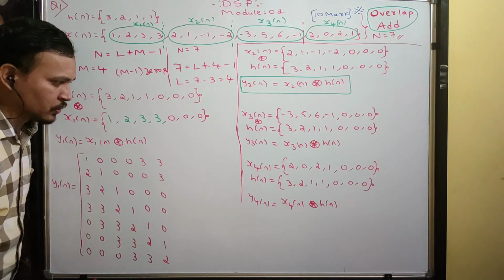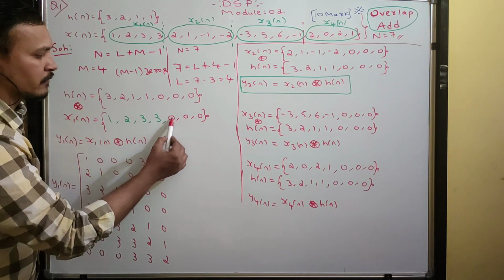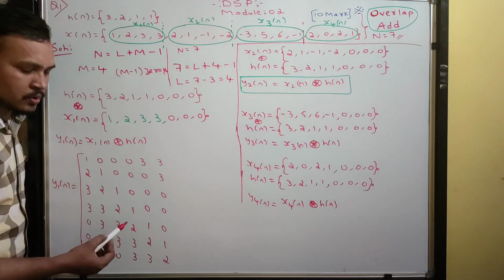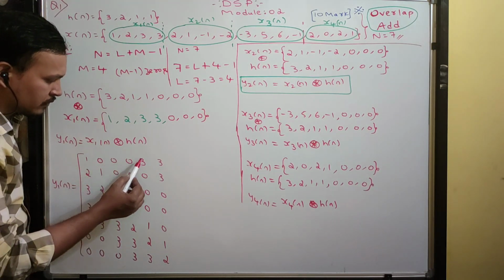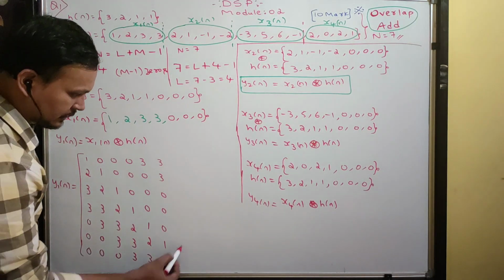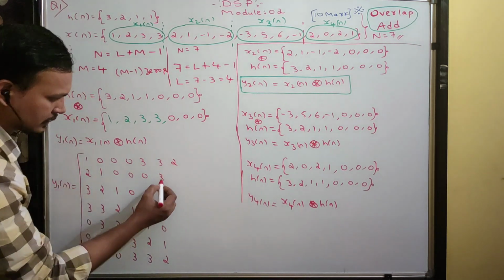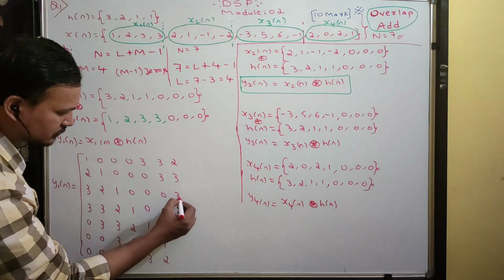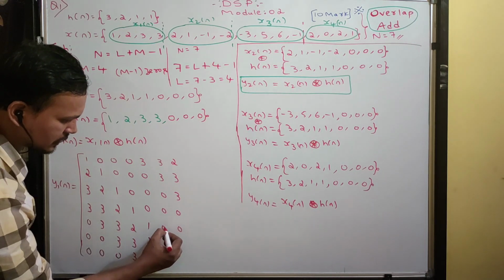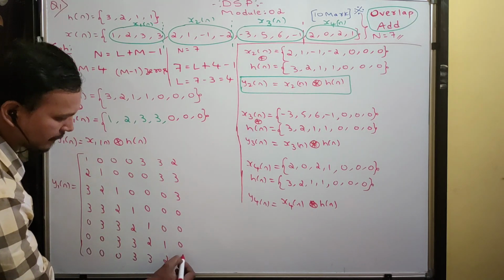How many times should I do this? What is the length? 1, 2, 3, 4, 5, 6, 7. 7 times you should do it. 1, 2, 3, 4, 5, 6. Next, the last one. Take this 2 here. Okay. Next 3, 3, 0, 0, 0, 1.